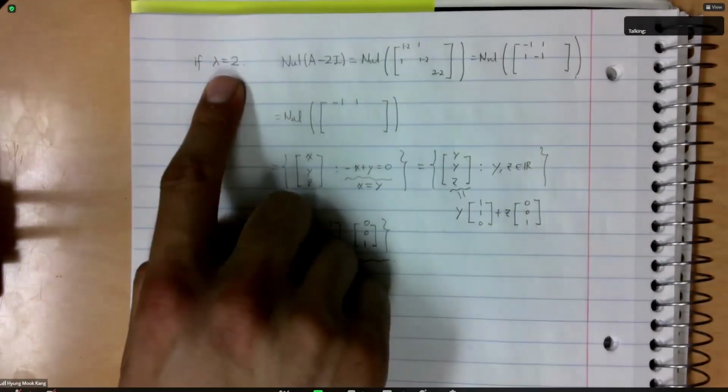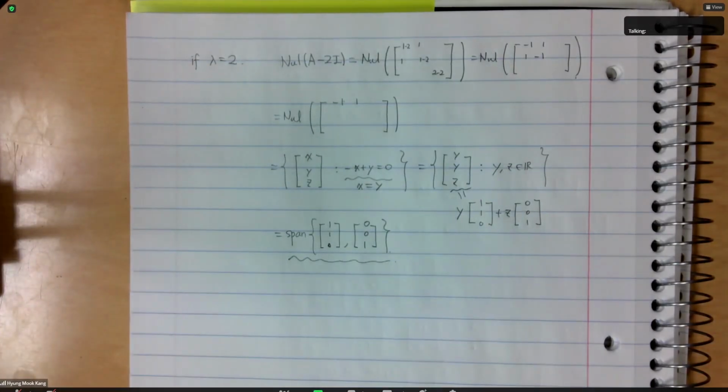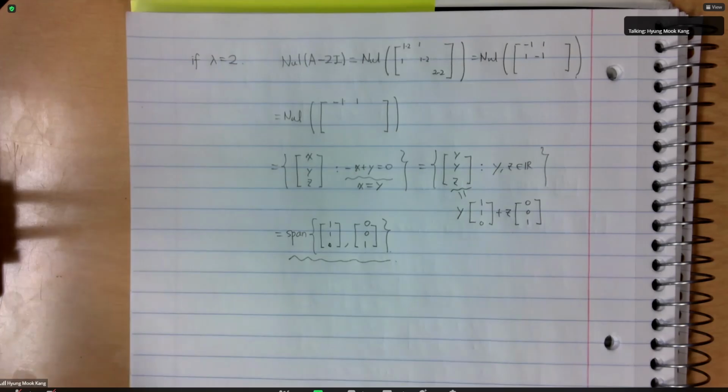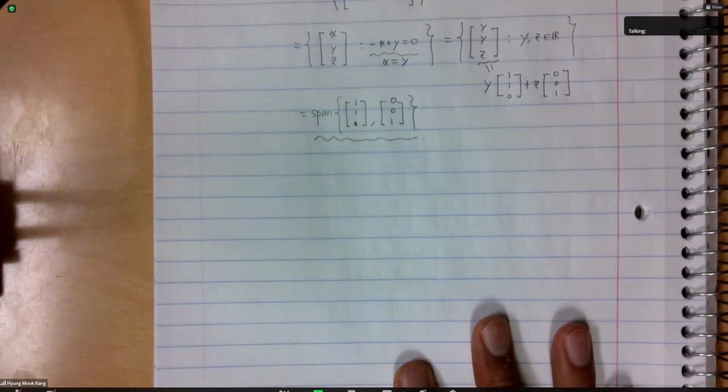Lambda equals 2 case, where 2 had multiplicity 2. We got 2 linearly independent eigenvectors. It's a total of 3 linearly independent eigenvectors. Is this diagonalizable or not diagonalizable? We got three vectors, so you can think of it as a square matrix.